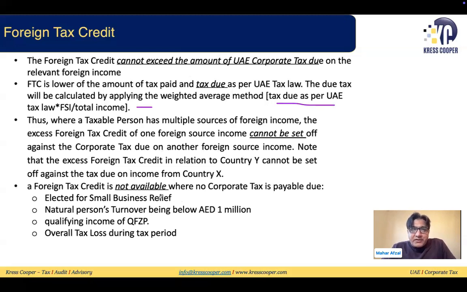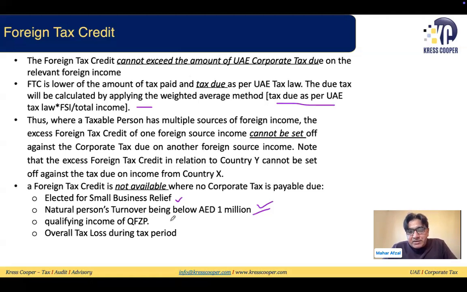This is important. Foreign tax credit is not available if you are not paying tax in the UAE. You don't have tax due in the UAE on the overall income. Like if you have elected for small business relief, you cannot enjoy it. In the UAE, if a natural person has income less than 1 million, you cannot enjoy the foreign tax credit. If you are a qualifying free zone person generating qualifying income, you cannot take the foreign tax credit. If you are in overall tax loss, you cannot enjoy the foreign tax credit. Even if you have paid foreign tax outside the UAE, but on an overall basis you are making a loss, you are not paying tax, any tax is not due, then you will not be liable to calculate the foreign tax credit.